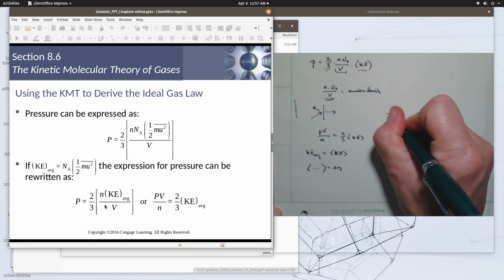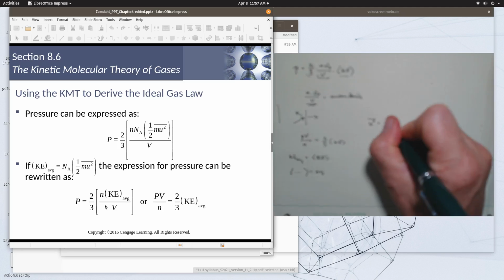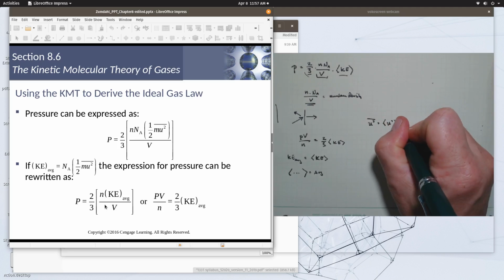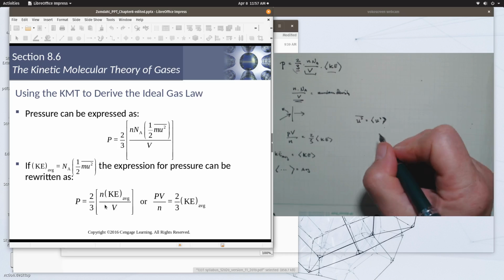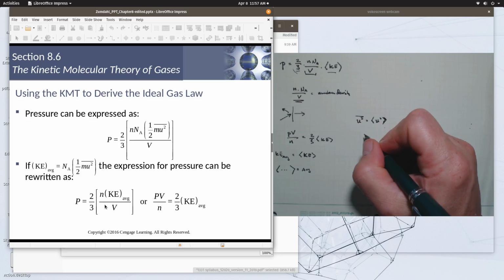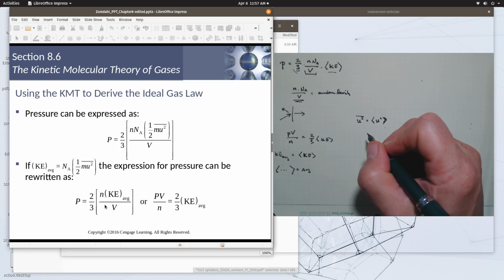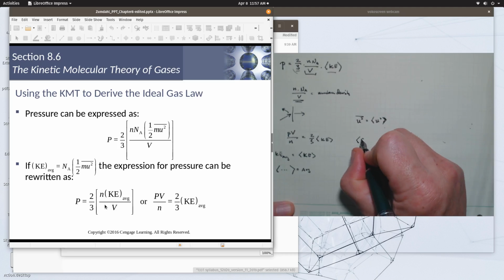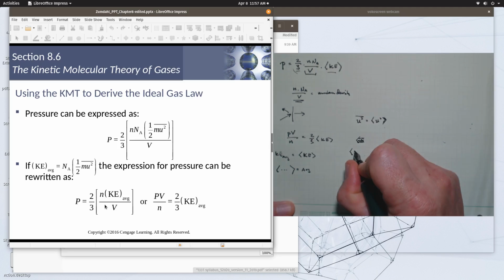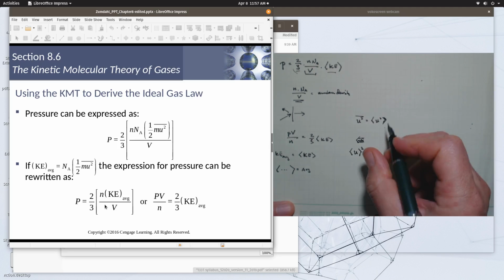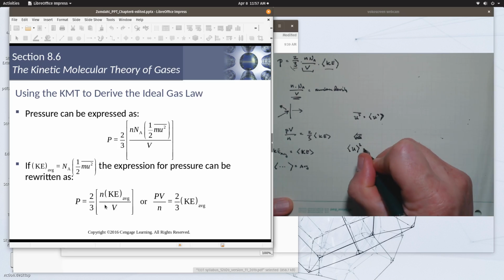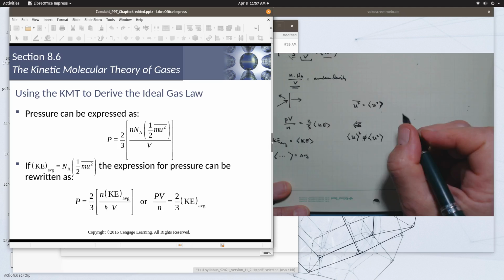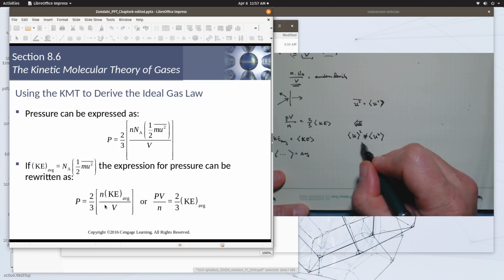Consequently, in the notation that they have here, U squared with an overline would be, in my notation, the average of U squared, the average velocity squared. It's also important to note that U quantity squared is not equal to U squared averaged. Those are not equal to each other.